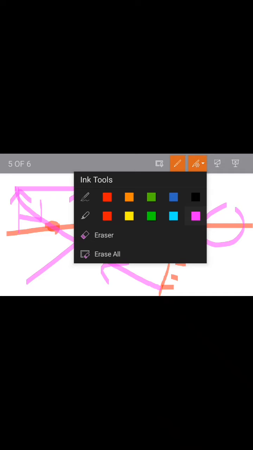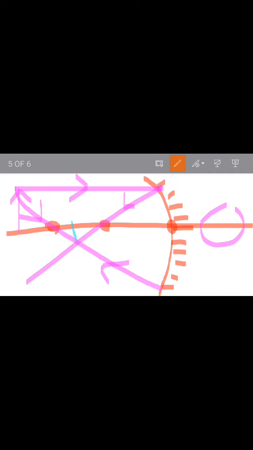Your image will be formed somewhere here. Right? I have drawn the image like this. This is wrong. Okay? You just have to draw the image like this. So this is where the image will be formed.